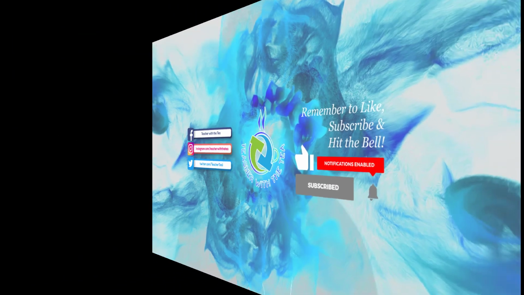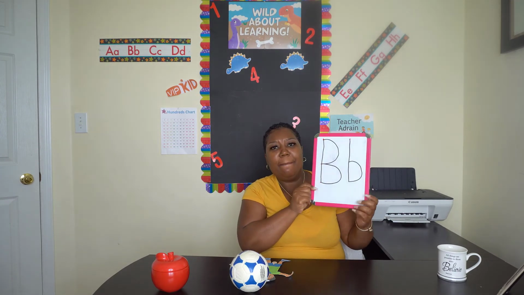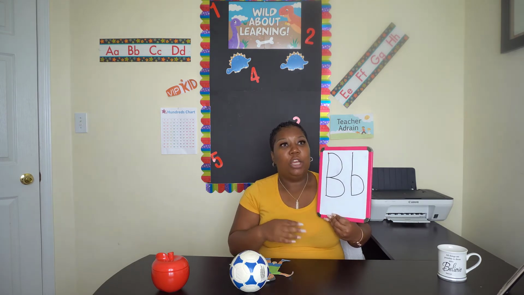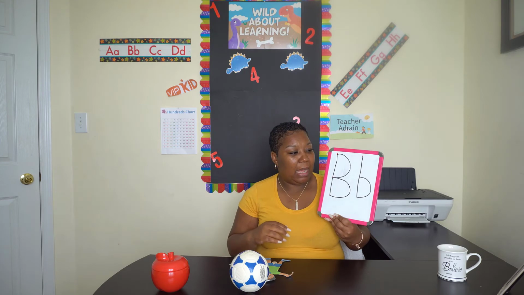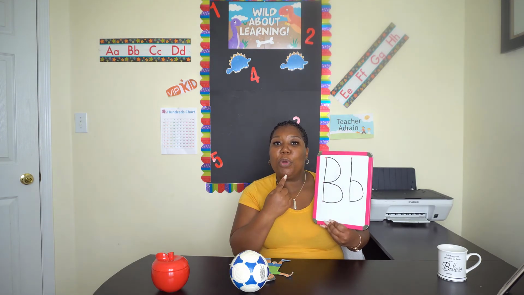So let's try with a different letter that's not so complicated. Let's look at the letter B. B, right? So we have the picture of a child whose name begins with a B. Let's say his name is Braylon, okay? So we have Braylon.